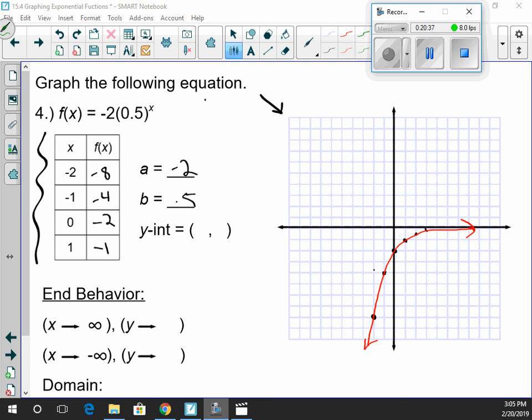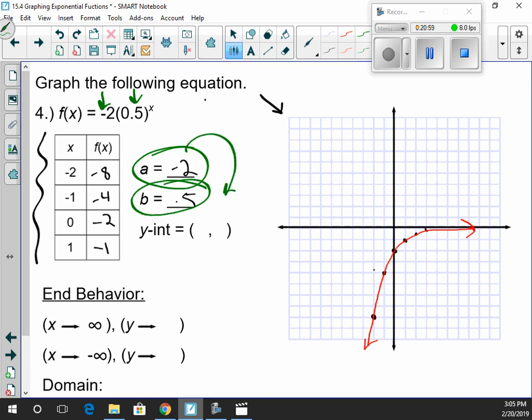All right, last graph of the day. Hopefully we still have some energy left to talk about this one. All right, so a couple things to notice. Again, in this equation, we have a negative a value, and our a value is -2. B value, my common ratio, is 0.5. And again, we can find from our a value where our y-intercept is. My y-intercept is (0, -2). Again, we can see that in the table, and it finds itself in the graph.